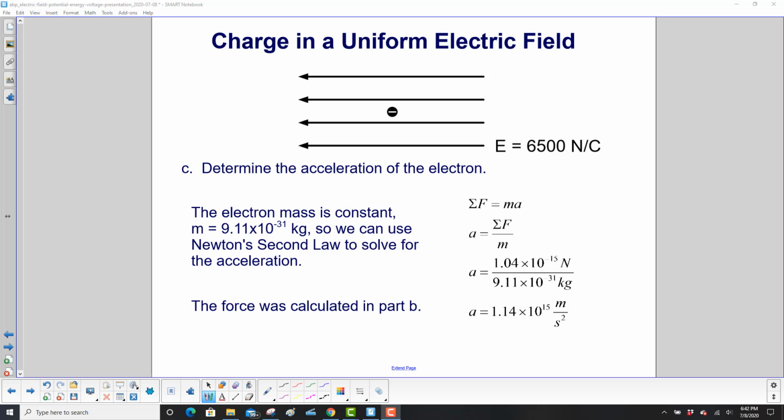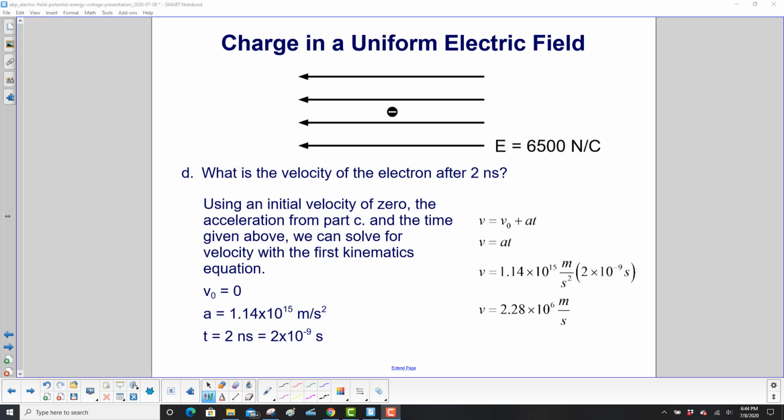Determine the acceleration of the electron. Well, the electron has a mass over here, and we can use Newton's second law to solve for the acceleration. Sum of the forces is ma. Acceleration is the force over m. Here's our force. Here's the mass. And our acceleration is 1.14 times 10 to the 15th meters per second squared.